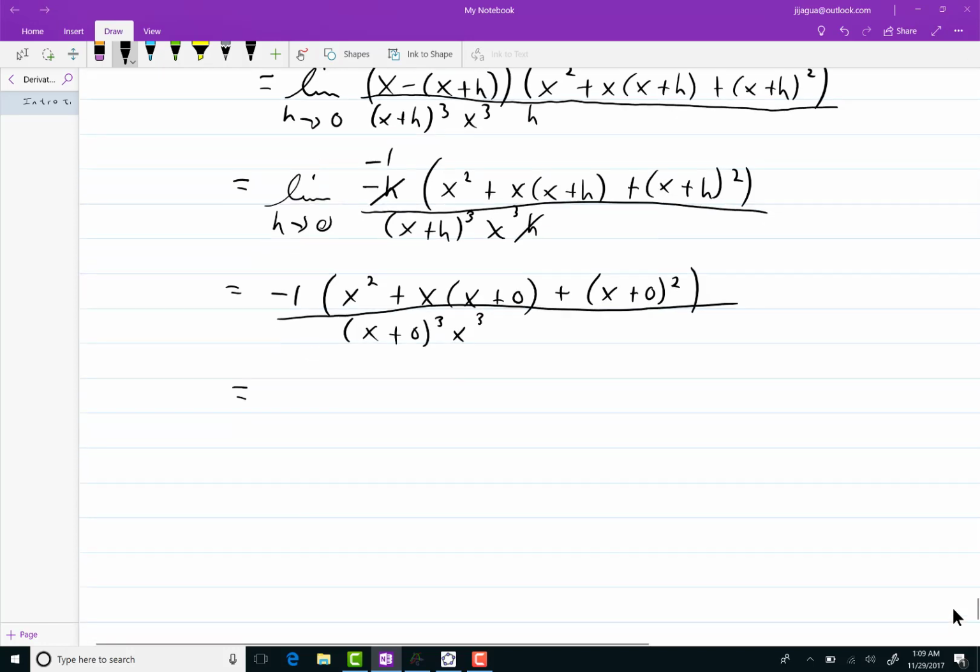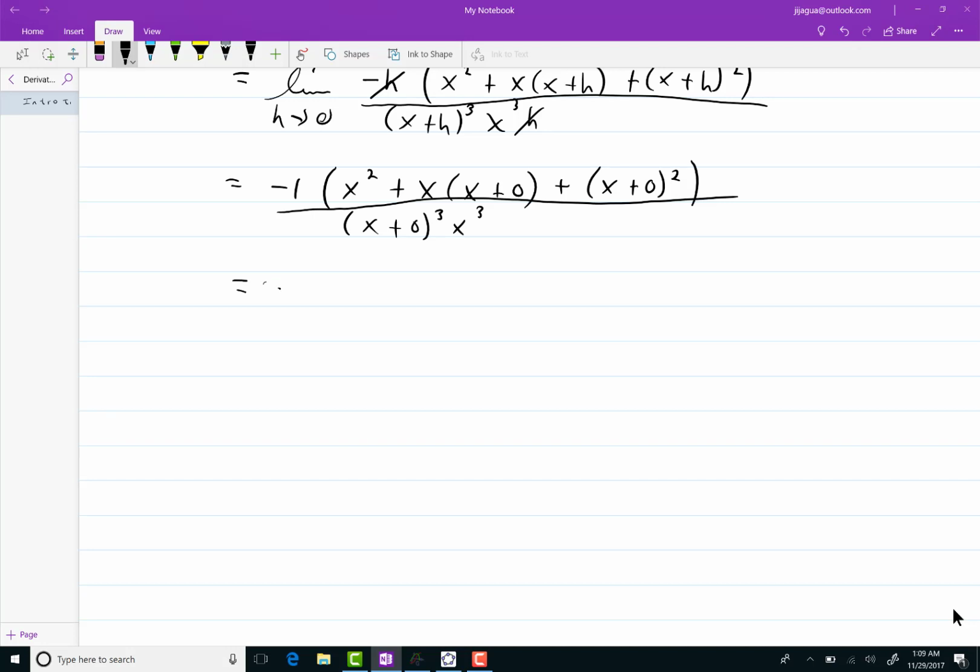And this equals negative 1 times, see, I had x squared, I had another x squared, and then I had a third x squared. And in the denominator, I get x cubed times x cubed, like x to the 6th. So I get negative 3x squared over x to the 6th, which equals negative 3 over x to the 4th.